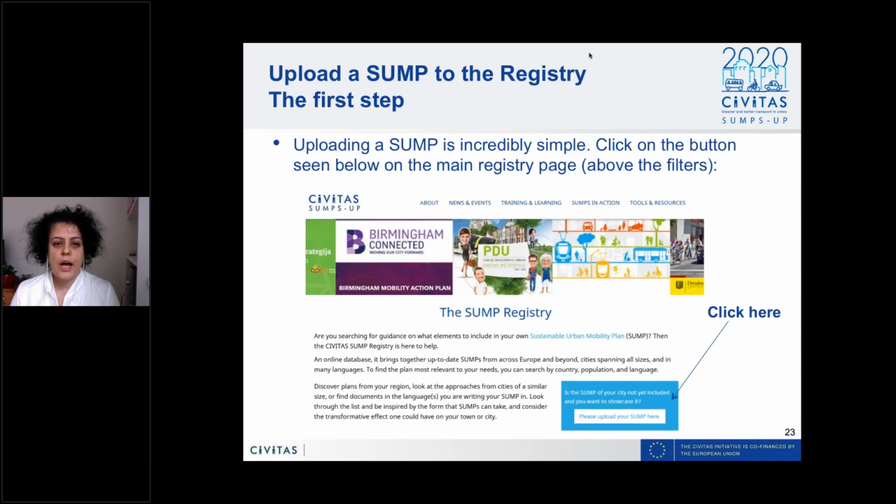If you would like to upload a SUMP, then this is also very simple. You can click the button seen below that says, please upload your SUMP here. And this would be very helpful for others to share your good practice in SUMP development.